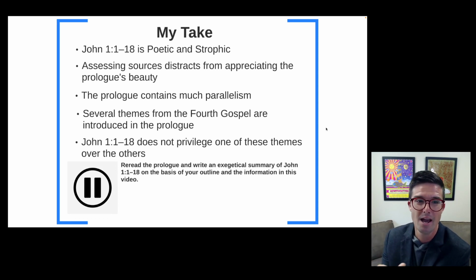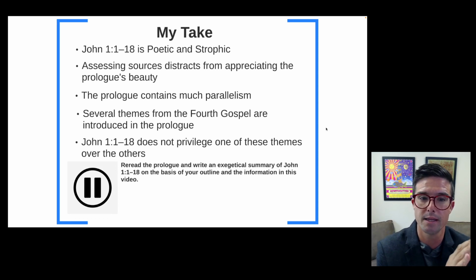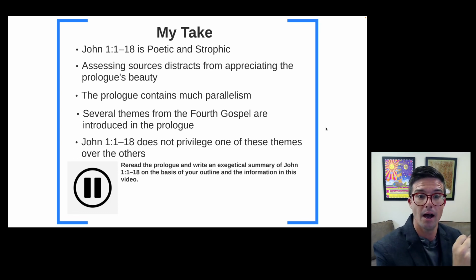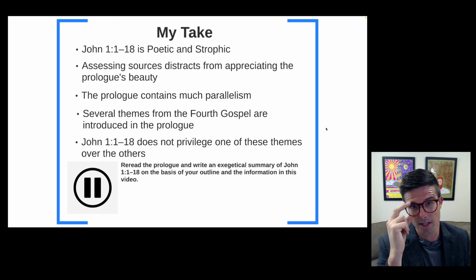All right, so to take us out, I want you to do something, and then I am going to do something. I want you to quickly reread the prologue, and I want you to write an exegetical summary on John 1:1-18 on the basis of that rereading, of the outline you've constructed, and on the information that I've given you in this video.